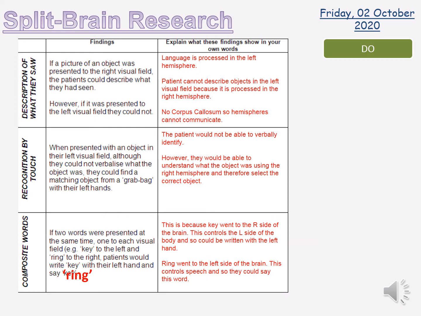Finally, the reason why they would say ring: key went into the right side of the brain, and this controls the left side of the body, so it can be written with the left hand. Ring went to the left side of the brain, and that controls speech, so they would be able to say that word.